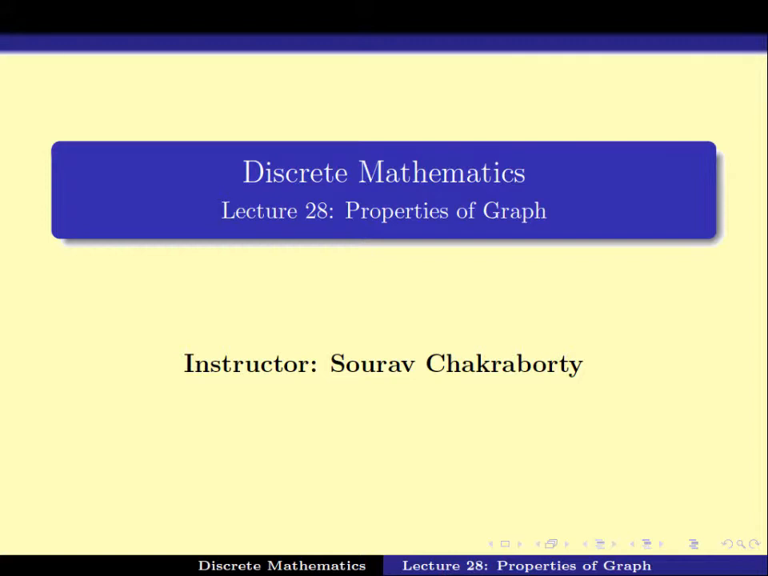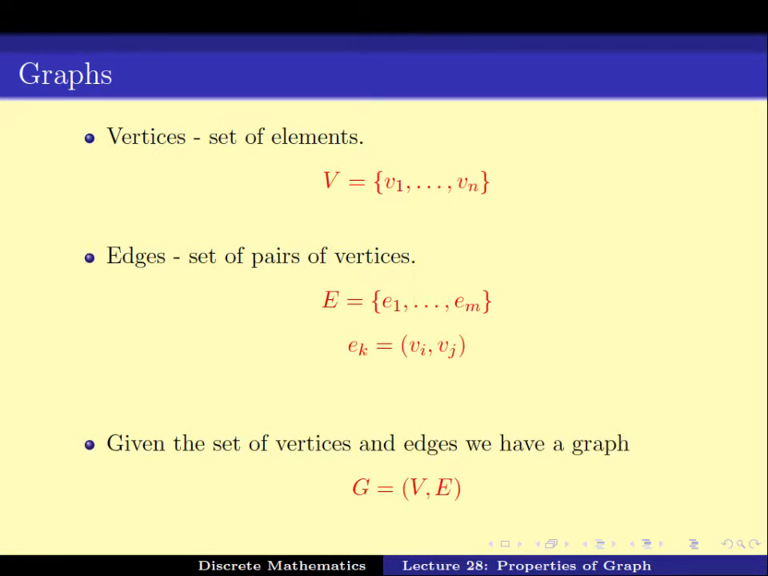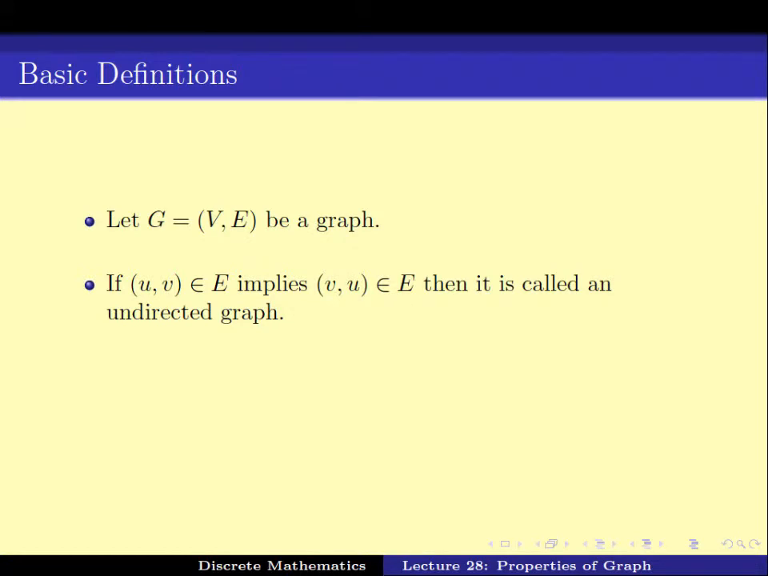So to quickly recap, what is a graph? It's a set of vertices and a set of edges. Edges are basically pairs of vertices. And the graph is given by V, E, where V is the set of vertices and E is the set of edges. Now, these are some of the definitions I have always shown whenever I talked about graphs. Namely, if the edges that represent some kind of a binary relation is symmetric, that means UV is in the edge set if and only if VU is in the edge set, then the graph is called undirected.